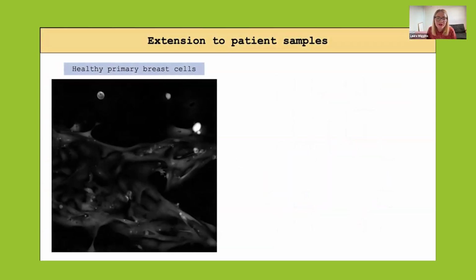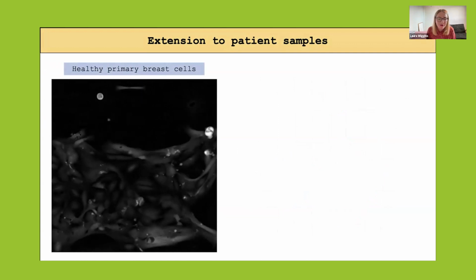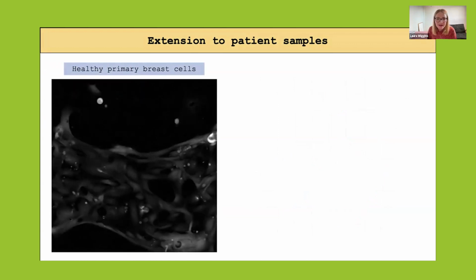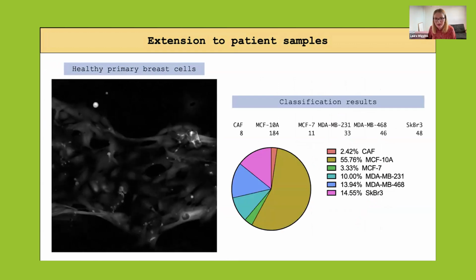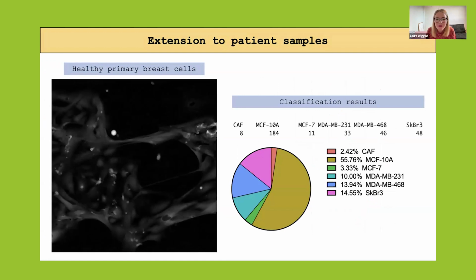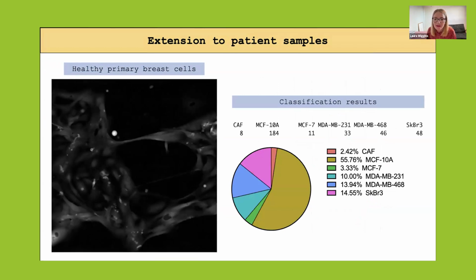So finally, we just wanted to check, can we use this in actual primary cells rather than just looking at cell lines? So we imaged some healthy primary breast cells, and we used our classification model to see what sort of cell type they looked most like. We found the highest proportion of those looked like MCF10As, which are our cell line, which are representative of healthy primary breast cells. So that tells us that most of our cells are being identified as healthy, and shows that there could be something in predicting cell type based on phenotypic metrics alone.